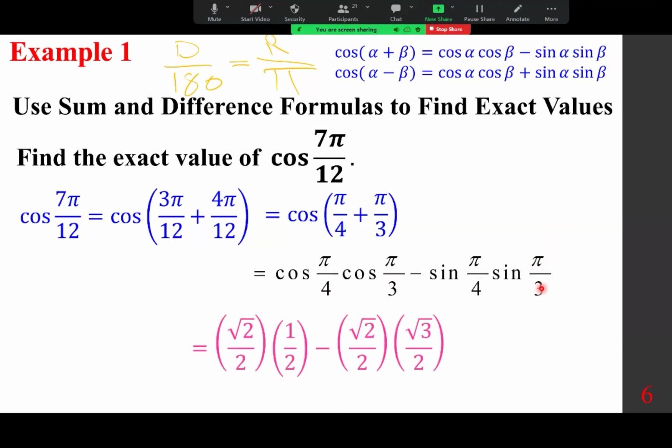I hope you realize the importance of knowing all those common arcs. So this one, the denominator is 4, so is this one. And the product of these two is square root of 2, and the product of these two is square root of 6. So we get square root of 2 minus square root of 6 over 4. Very straightforward, everybody.